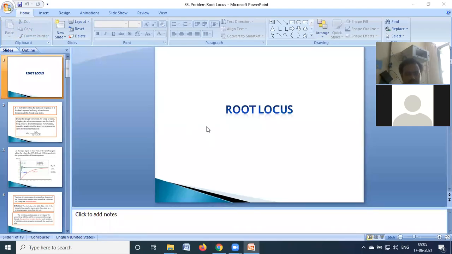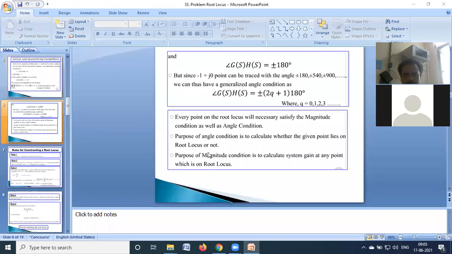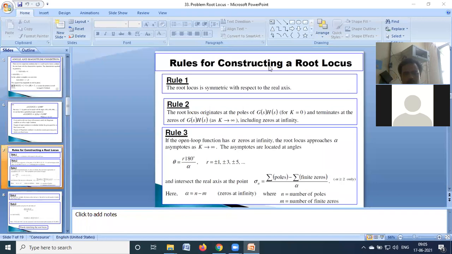Using one example, we'll solve and draw the root locus plot. So this is what we have seen earlier in the last class: construction of root locus.